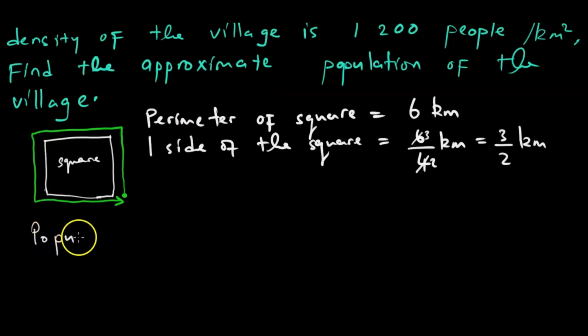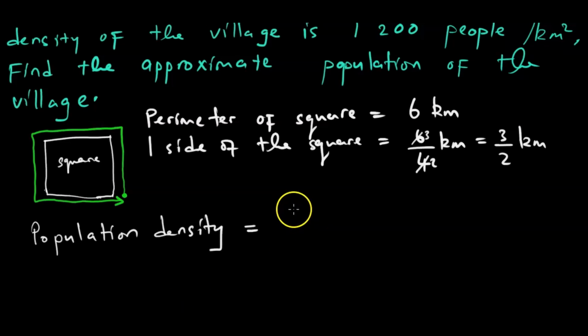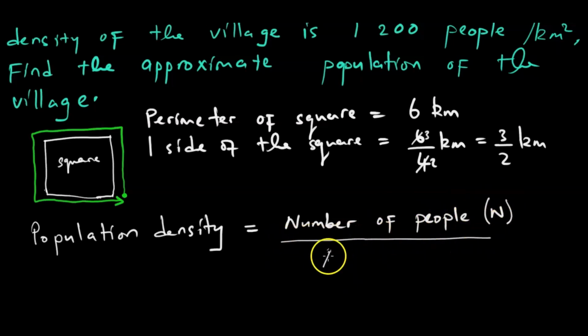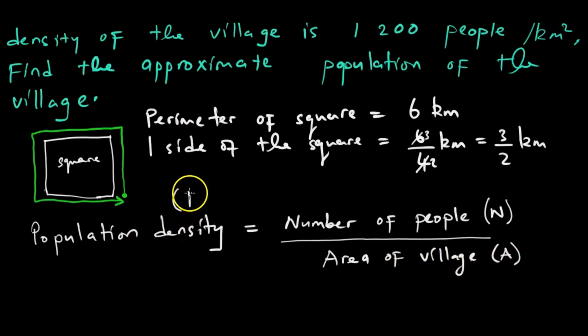So we know what population density is. It is stated that the population density is equal to 1,200 people per square kilometer. So here we should know that the formula for the population density is going to be equal to the number of people, let's say the number of people N, over the area of the village, which is your population density, let's say P with a subscript D, like this.